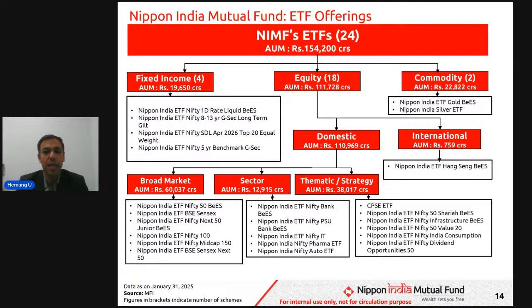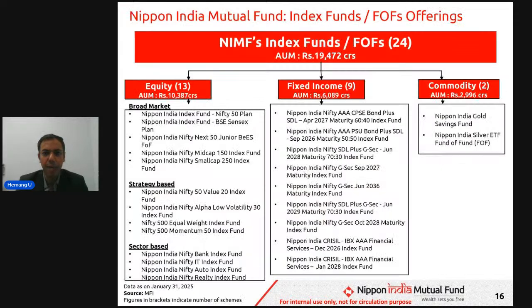Similarly, in the index fund portfolio, we have almost 13 equity index funds, 9 fixed income, and 2 commodities. So one can take exposure to any of the asset classes that they desire. Specifically, when I talk about strategy indices, we have almost 4 strategy funds as an offering to the customers, and one can look at it. We'll talk more about it in detail.